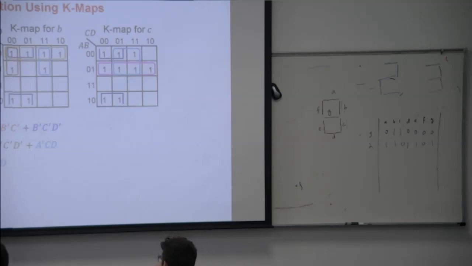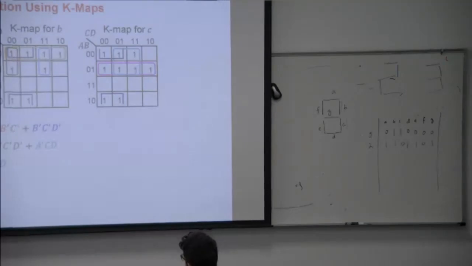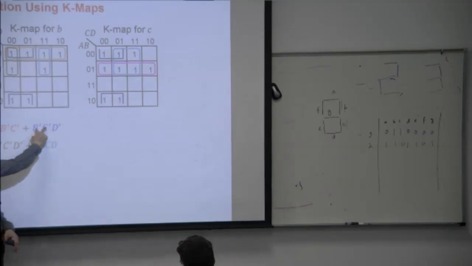Can you see here? A bar B is a common term. A bar B is used here, and A bar B is used here. We have another common term. What is that common term? B bar C bar is here, and B bar C bar is also used here. So these are some room for optimization.